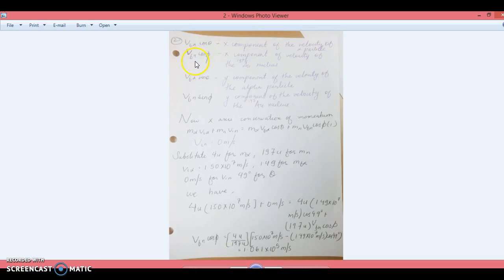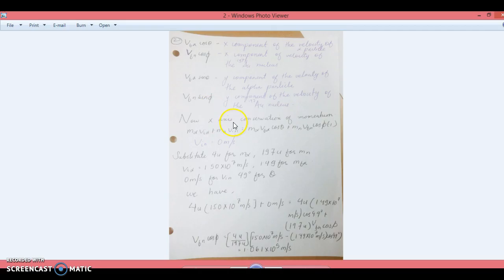Now we need to break these velocities into x and y components. So V final alpha cosine theta is the x component of the alpha particle, V final cosine phi is the x component of the gold nucleus. Similarly, the y components are sine theta for the alpha particle and sine phi for the gold nucleus.